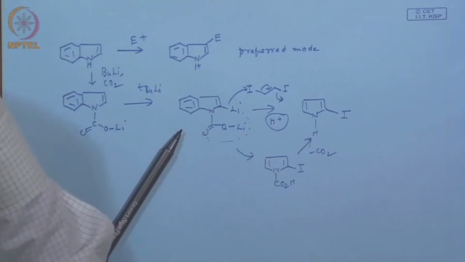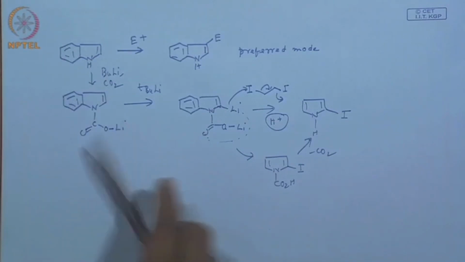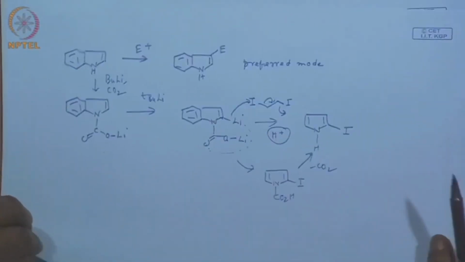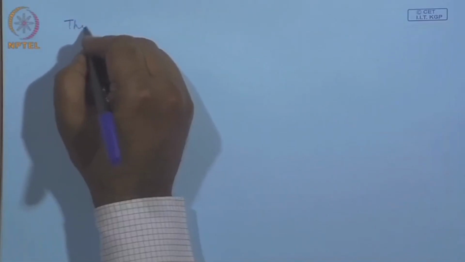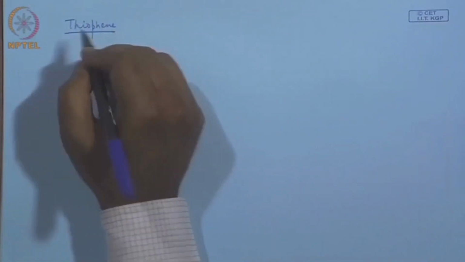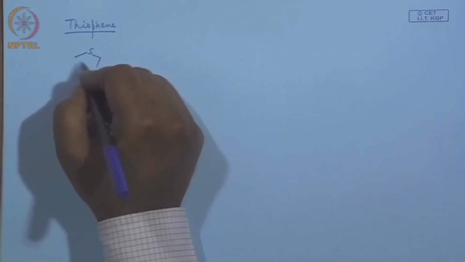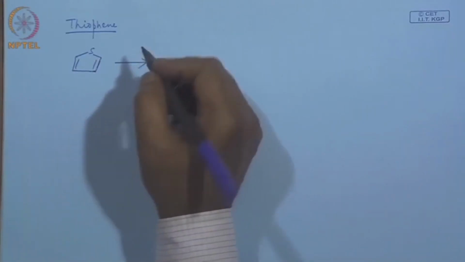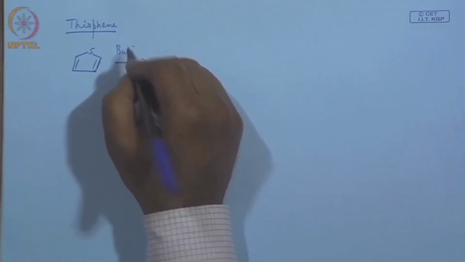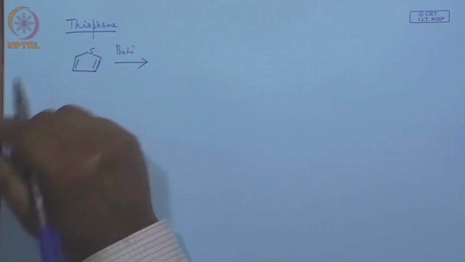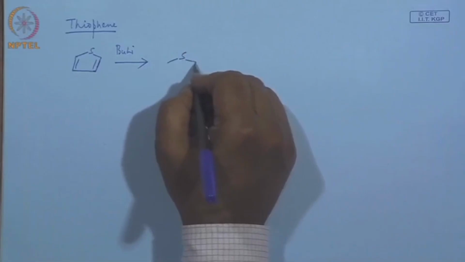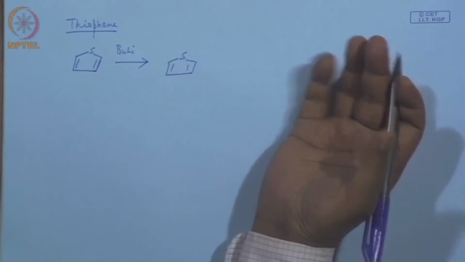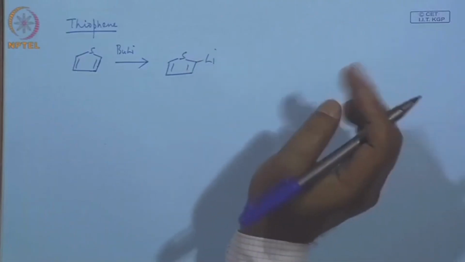Let me see, I have another example. I think I'll skip that one from the indole chemistry, but very quickly just look at a few examples from the thiophene chemistry. Once again it is a very similar one. The reactions of thiophene are quite similar to furan and pyrrole, so if you use, for example, butyl lithium depending on the equivalence, what do we expect? This lithiation would take place, that is it.